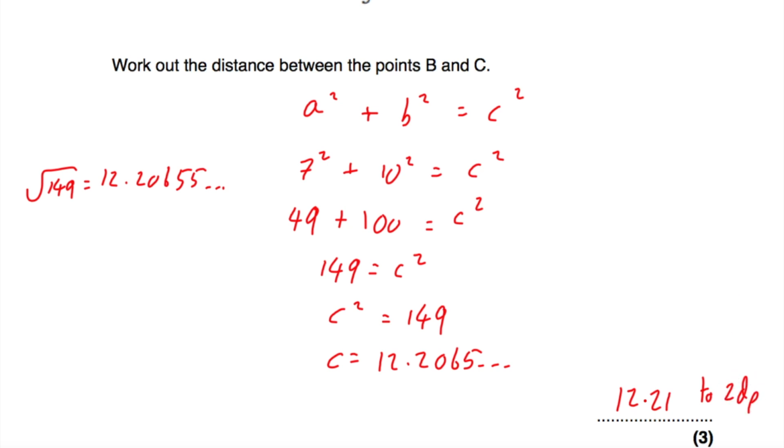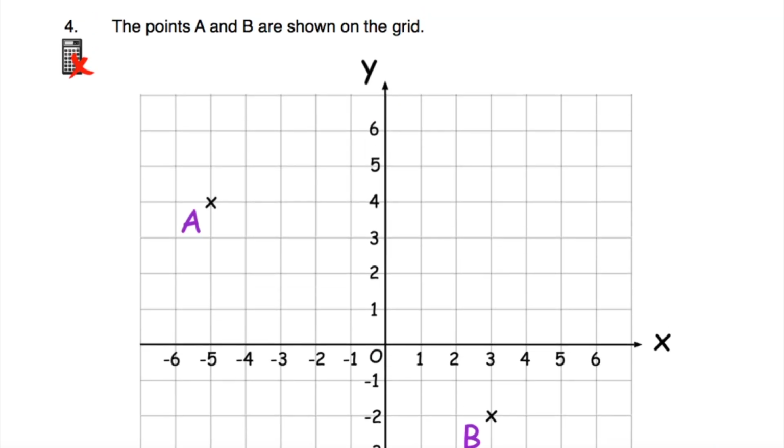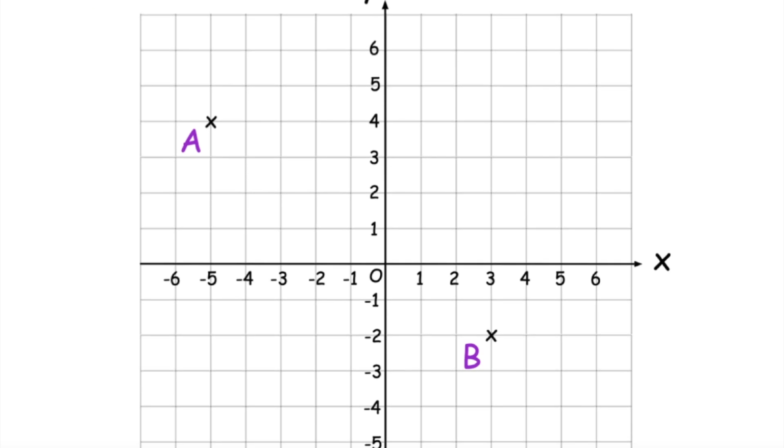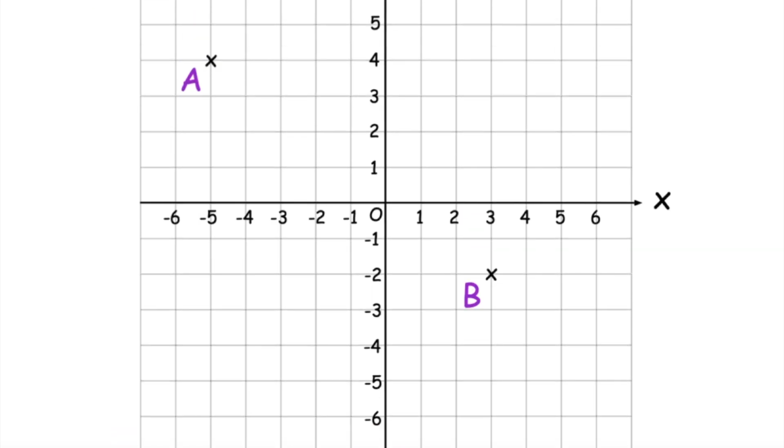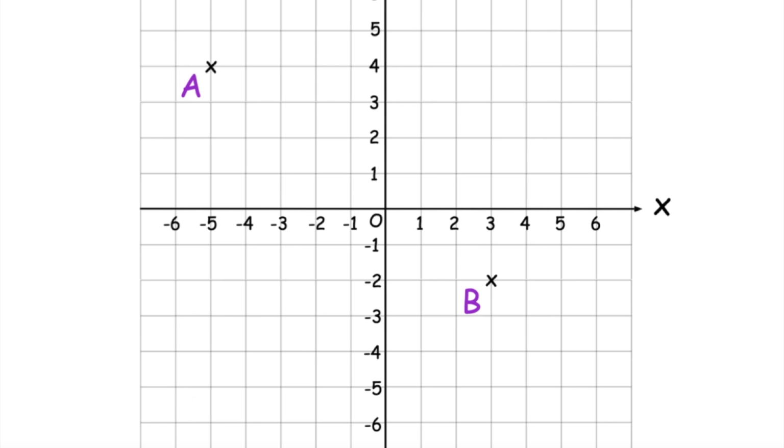So let's have a look at our next question, question number 4. Okay, so question number 4, it's a non-calculator question, so I'm just putting the calculator down, and we've got our grid with points A and B, and the question says work out the distance between the point A and point B. So we want to work out the distance between these 2 points, or the length of the line joining them. So if we join up the points A and B, like so, we're going to join up those 2 points and turn it into a right angle triangle.